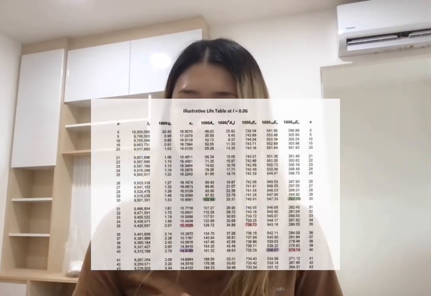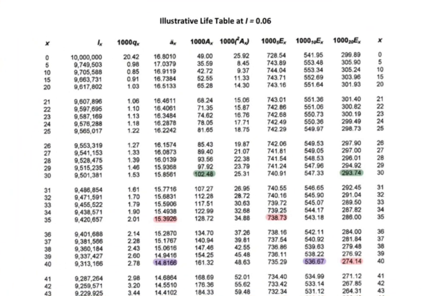actuarial notation. We dig deep into the survival function, pXt and qXt, which is the probability of being alive from age x to x plus t. Then the life table, and how we look at the lx, the number of living people, and how lx can be converted to find pXt.